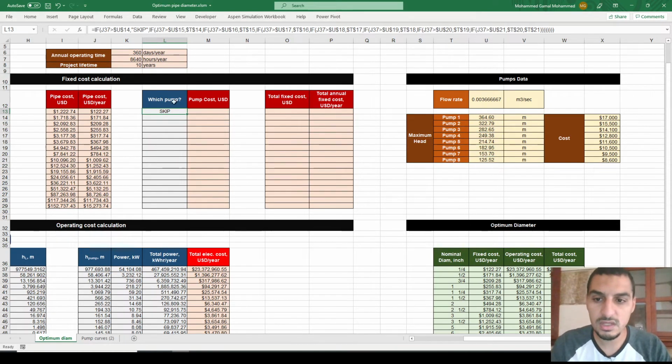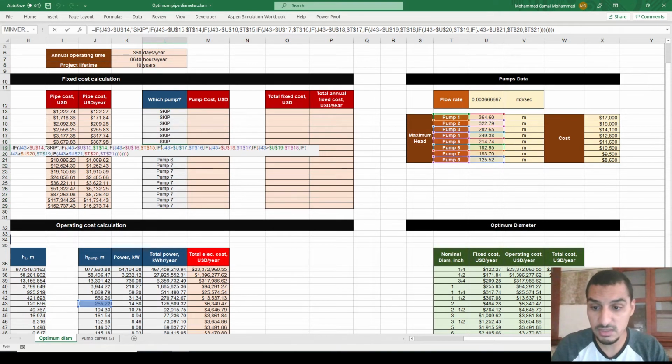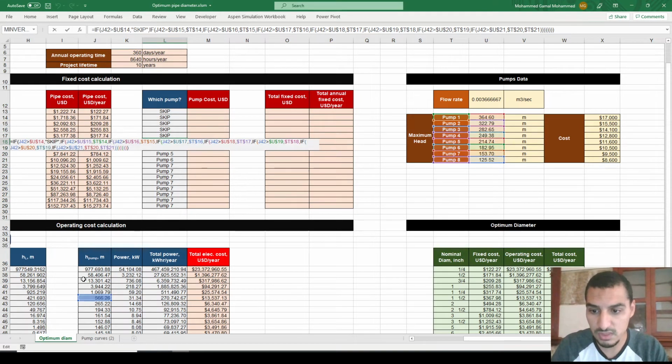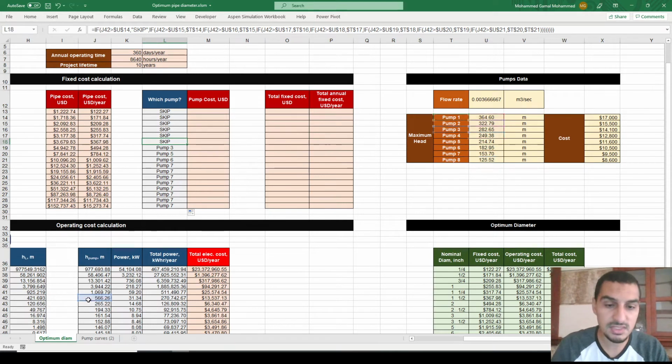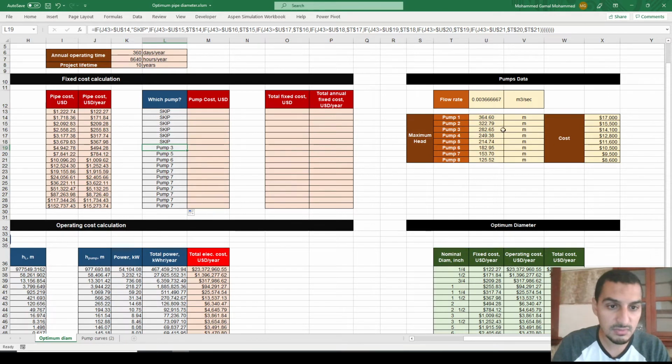So now when I drag this, it's gonna pick the pumps for me. For this point, it's calculating the head, or before this, it skipped all the heads until it was 566 meters, and this is perfectly right, because I don't have something more than 364. When it became 265, it picked pump 3, because 265 is between 249 and 282, and it has done this for all of them.